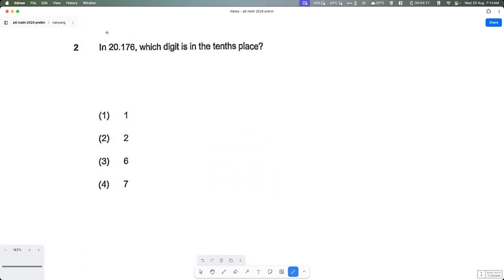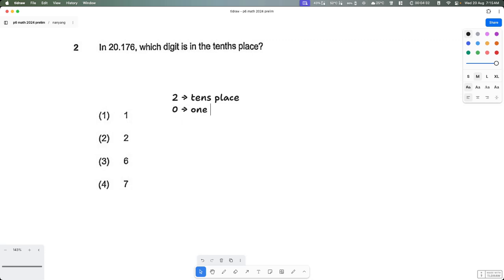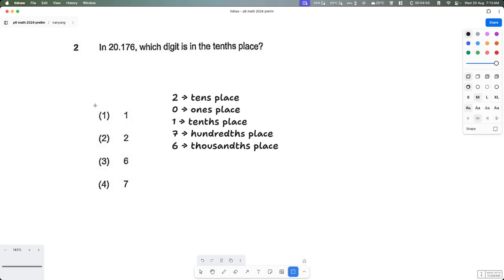Question number 2. In 20.176, which digit is in the tens place? Okay, so 2 is in the tens place, 0 is in the ones place, and then 1 is in the tenths place, and 7 is in the hundredths place, and 6 is in the thousandths place. Okay, therefore the answer is 1 over here. Let's move on to the next question.